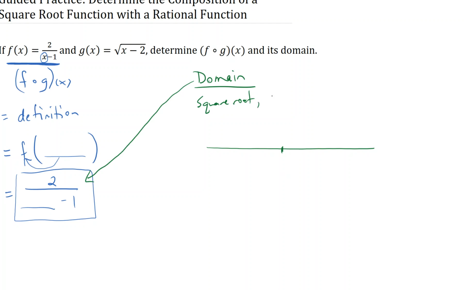But then you've also got a denominator. This whole thing is a denominator. You don't want that to be 0. So what you're going to need to do is take that denominator, this guy, set it equal to 0 and solve for x. So pause the video and solve that equation for x.